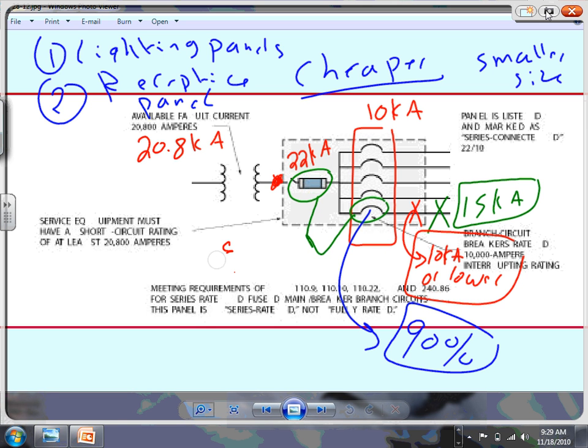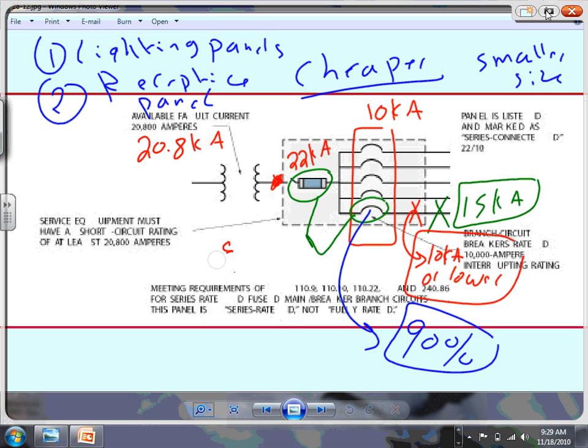If that was a QP circuit breaker, you cannot go change it with a QO, 20 amp. QP is a type of circuit breaker. Are they Siemens? I think Siemens. QP. QO is a Square D.